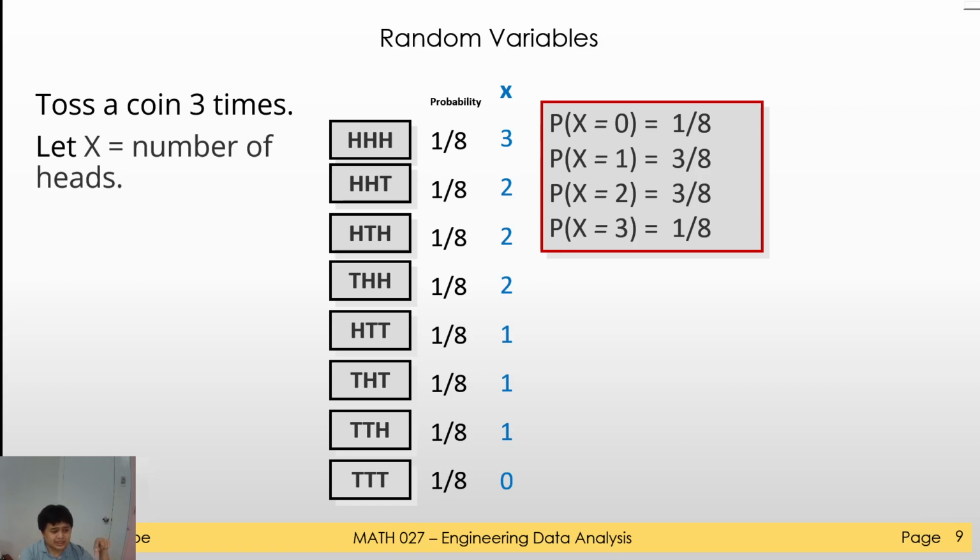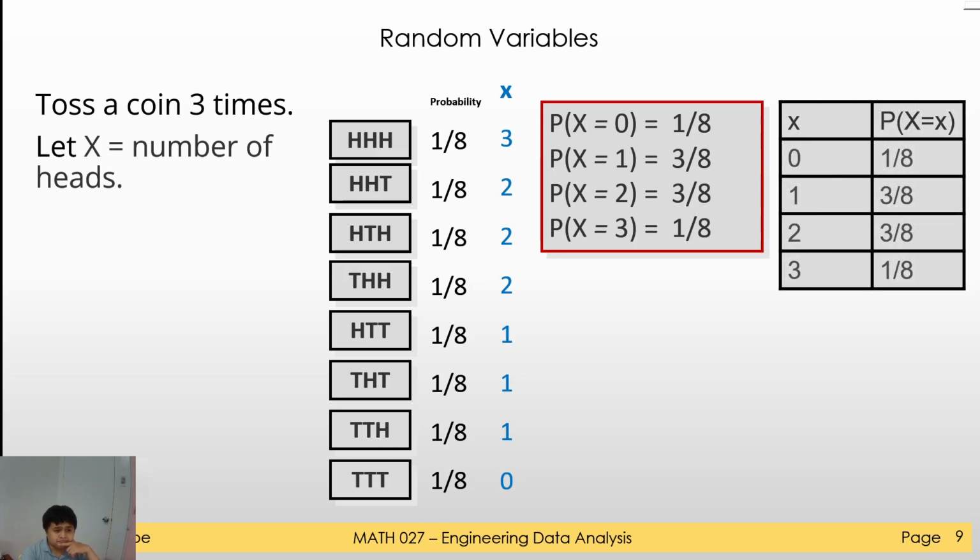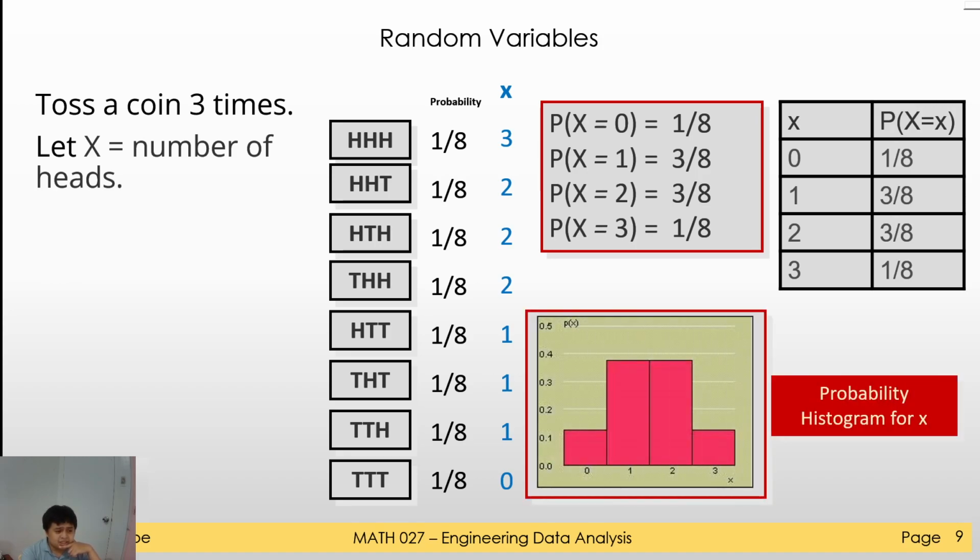For exactly 2, since we have 3 cases here, this will be 3 over 8, and so on. For exactly one head, this will be 3 over 8, and for no heads, this will be 1 over 8. So that is your probability distribution in tabular format. For its graphical representation, we have the histogram that looks like this.